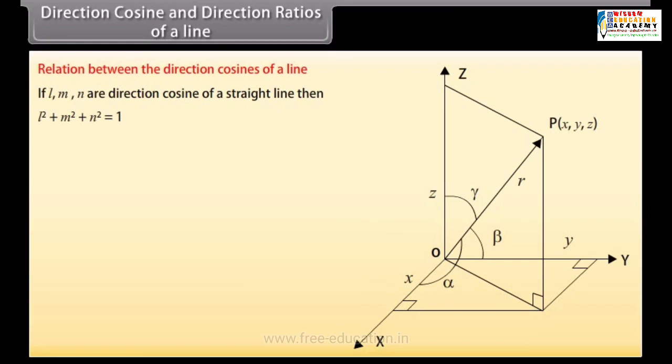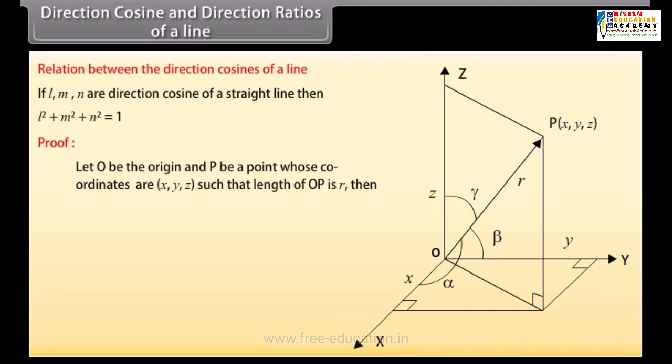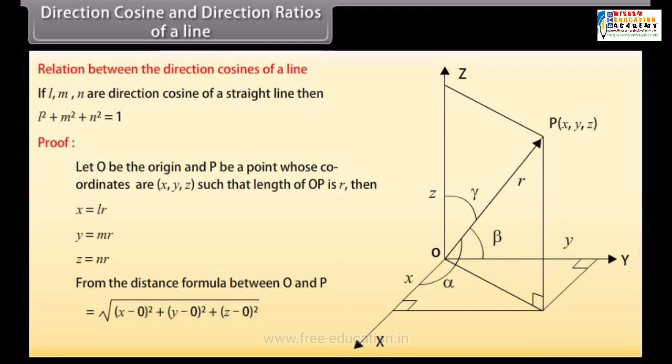equals 1. Proof. Let O be the origin and P be a point whose coordinates are x, y, z such that length of OP is r, then x is equal to lr, y equals mr, z equals nr. From the distance formula, distance between O and P equals square root of x minus 0 square plus y minus 0 square plus z minus 0 square. So x square plus y square plus z square equals r square, name it as 1.